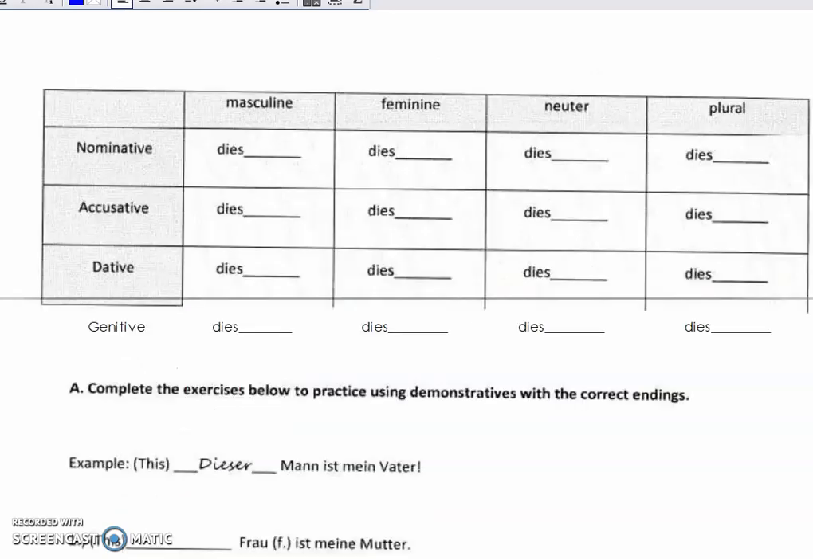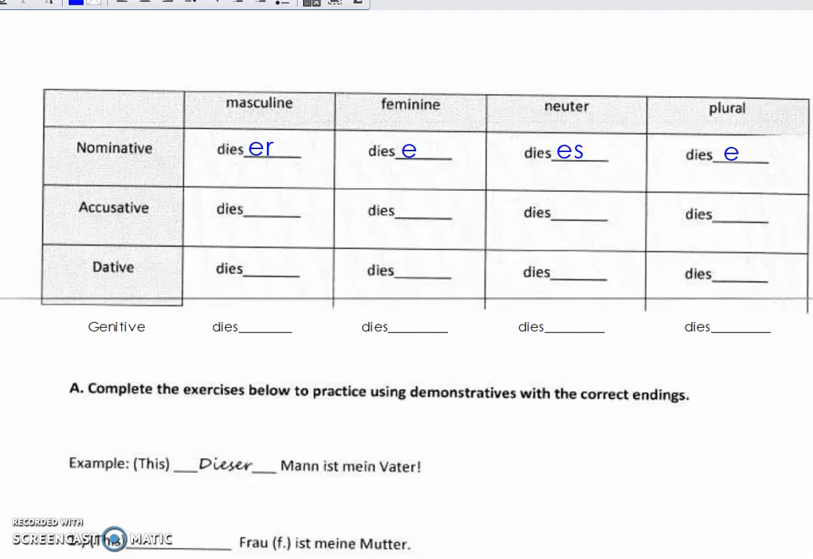All right, one more review before we complete any examples. Let's make sure we can fill in this chart with the correct endings on diese. All right, so nominative masculine would be dieser. How about nominative feminine? Diese. How about nominative neuter? Dieses. How about nominative plural? Diese.